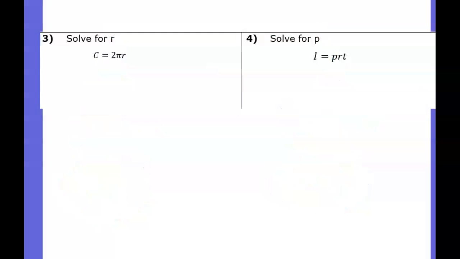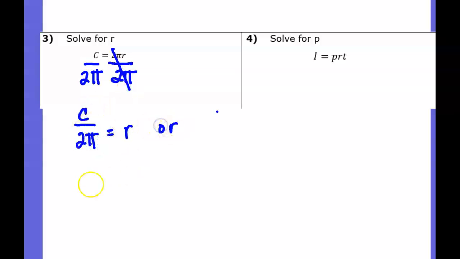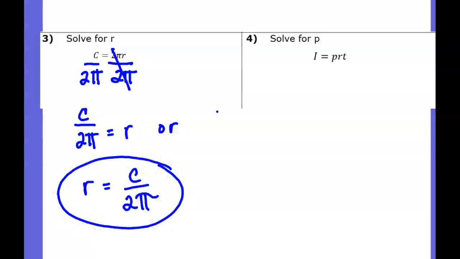Now we're solving for r, so we can do this in one step. Here it's C equals 2 pi r. This is actually circumference equals 2 times pi times the radius. So this is a formula for circles. To get the r by itself in one step, all we have to do is divide both sides by 2 pi, because 2 pi divided by 2 pi is 1. So we're left with C divided by 2 pi equals r, or again, I like to write it as r is equal to C divided by 2 pi. And that's your answer.